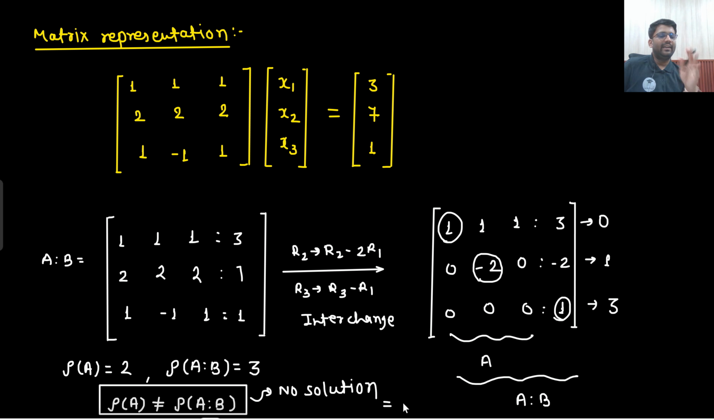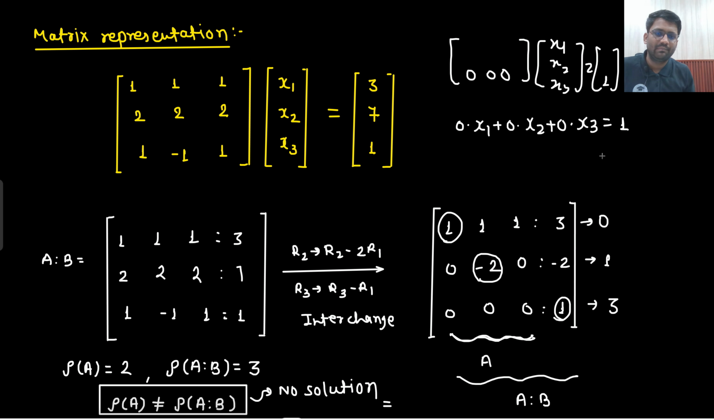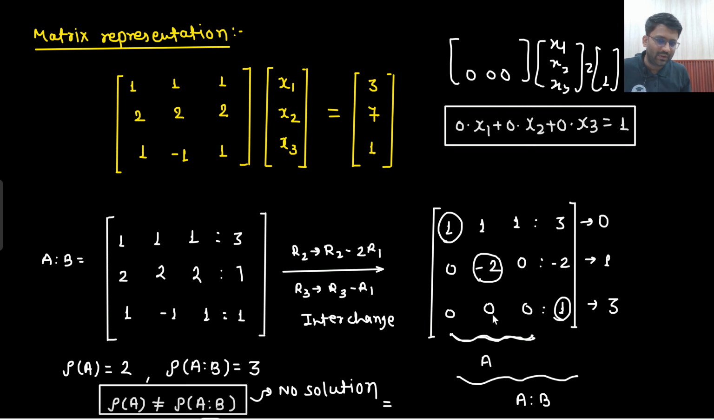Is that clear to you? Why is it representing no solution? Can you understand the meaning of the last line? 0, 0, 0, 1. If I make the matrix form, what will I get? 0, 0, 0 multiplied with x1, x2, x3, and the last element would be 1. So 0 times x1 plus 0 times x2 plus 0 times x3 is giving me 1. Is it possible? From this line I have got 0 dot x1 plus 0 dot x2 plus 0 dot x3 equals 1. Not possible. What does that mean? No solution.